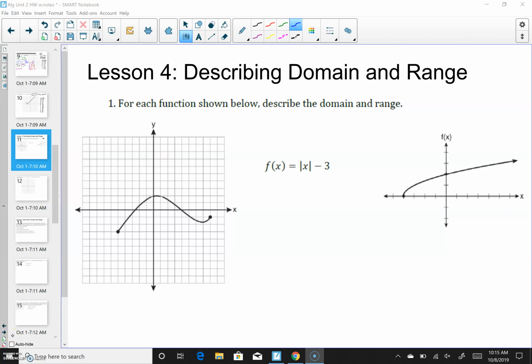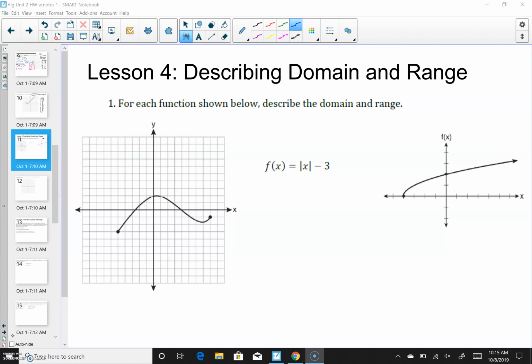For Lesson 4's homework, describing domain and range, we're going to take a look at some graphs and some equations, and we're going to try to figure out the best way that we can describe what our inputs, our x values, domain, are, as well as our outputs, which is our y's, and our range.